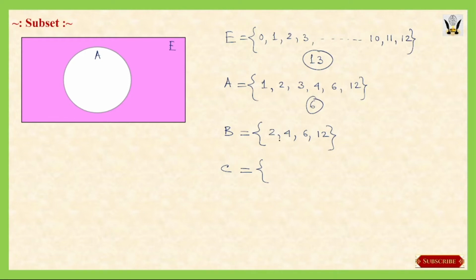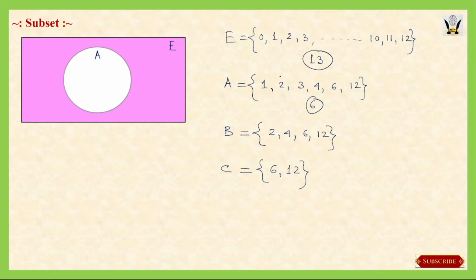So among these four elements, which are even factors of 12, 6 and 12 are two such factors which are multiples of 3. So here set C will have two elements, which will be 6 and 12. So how are we creating subsets? Initially the universal set has in total 13 elements, which starts from 0 and ends at 12.